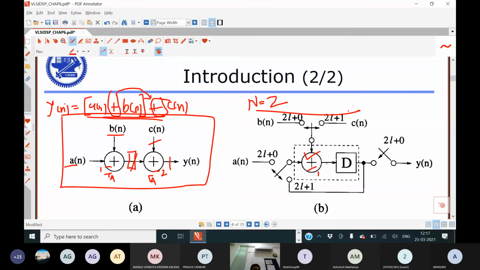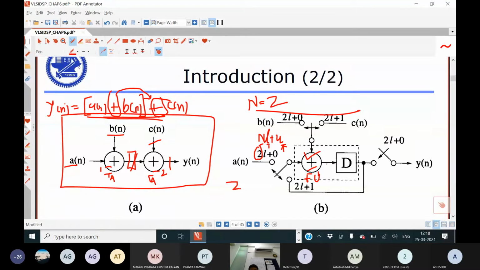Okay, so here we are folding our architecture by a factor of 2. What I mean by folding factor is that this particular functional unit, which we define as an adder, has to be utilized two times in order to get this particular functionality. So that's why 2 is being considered. This is in general NL plus U.